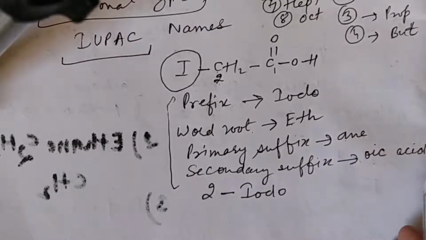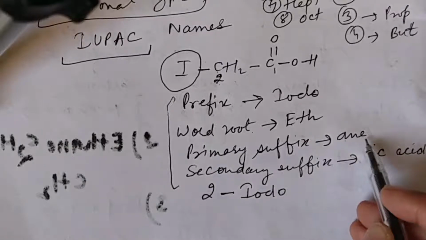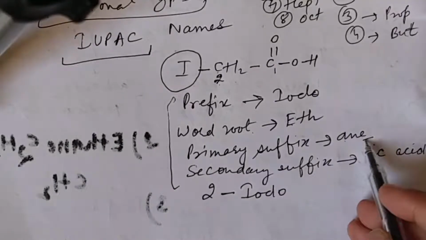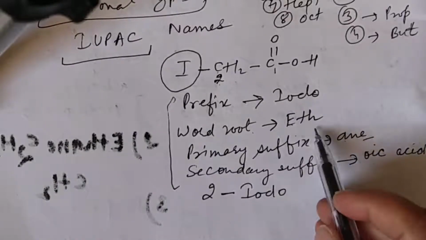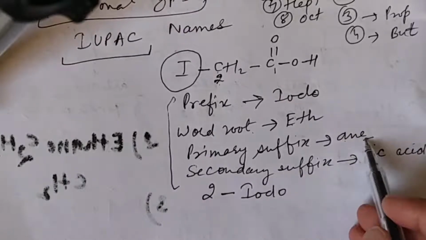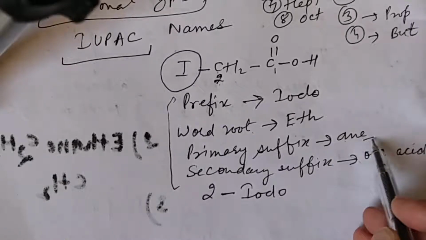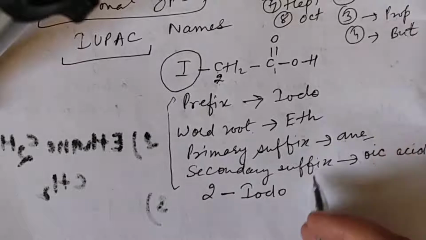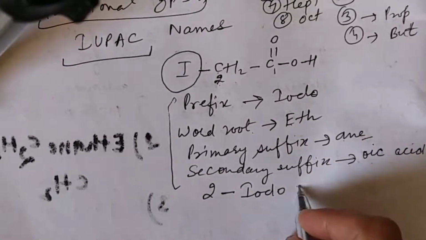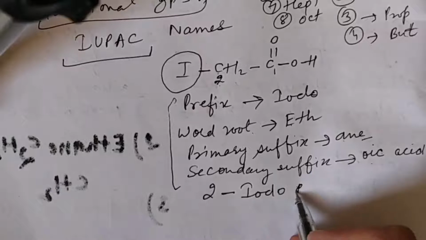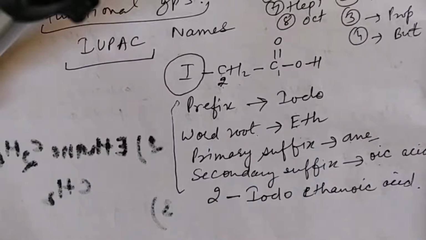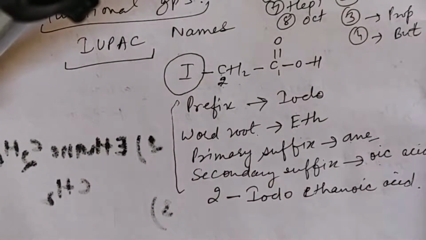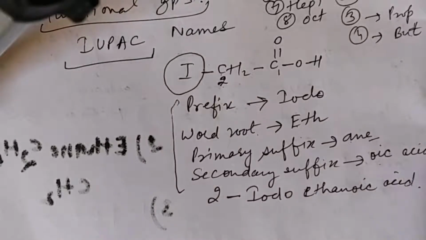Ethanoic acid. What you have to keep in mind here is that you can't write two vowels together in a word. See here, when you are combining the three words, the letters E and O come together. So you have to skip this E, and what you write here is ethanoic acid. This is how you can write an IUPAC name of a compound.